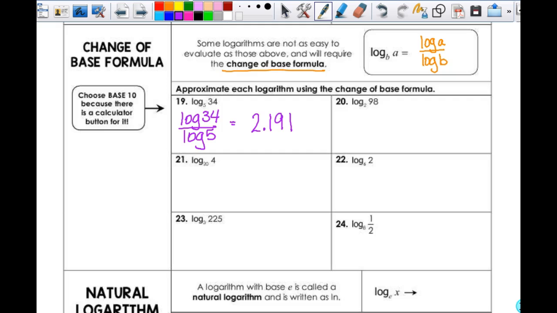So then, number 20, I've got log base 2 of 98. That's going to be the log of 98 over the log of 2. Oh, I keep putting that as a base. Okay, and then you just type that in. So go ahead and do that one, and then go ahead and do the next 4 as well.